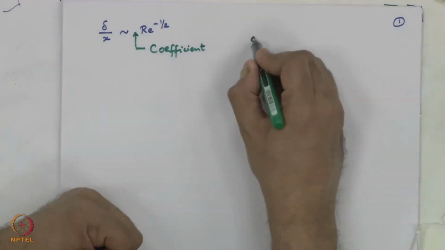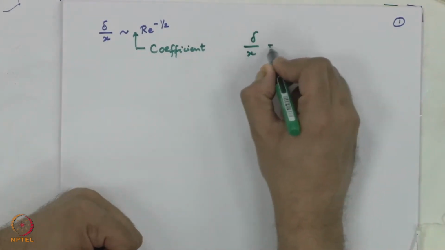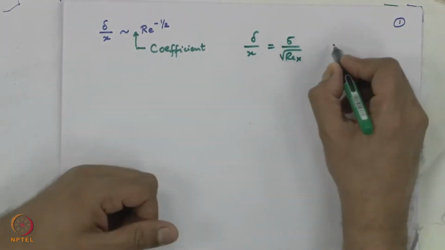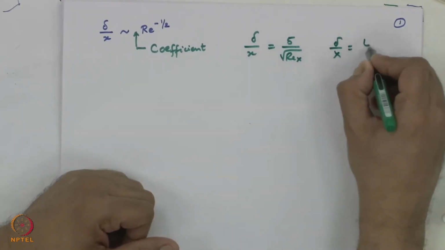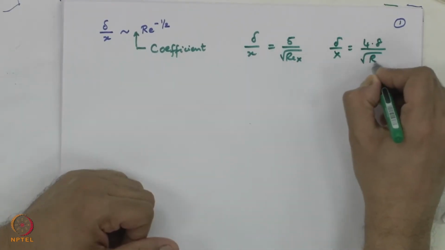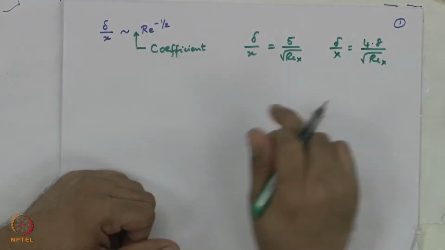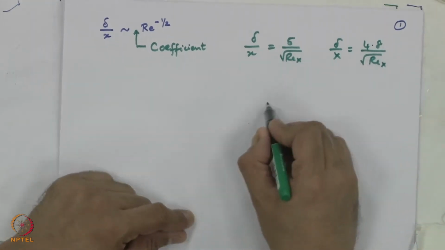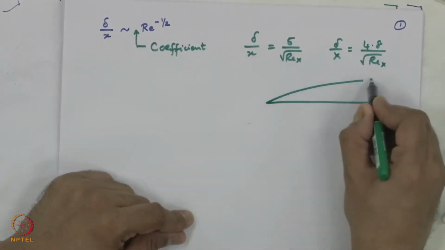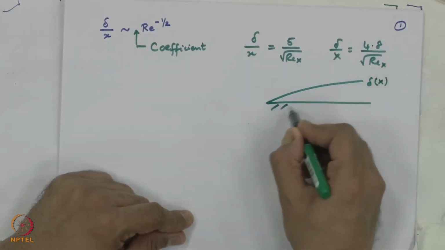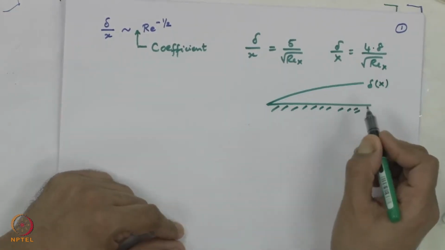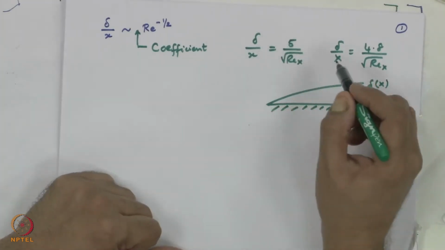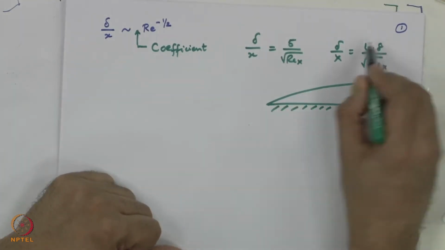So, delta by x could be equal to 5 divided by Re to the power 1/2, or delta by x could be 4.8 divided by Re to the power 1/2. Whatever it be, this coefficient dictates the rate of growth of the boundary layer. So, this is delta as a function of x, correct. Now, the accuracy of the prediction of delta depends on the accuracy of this coefficient.